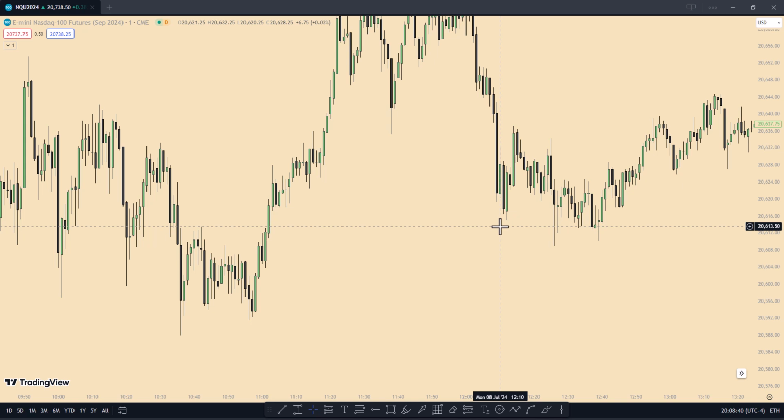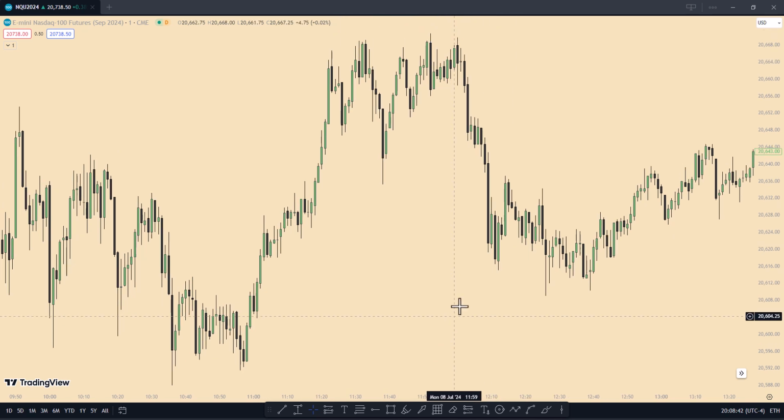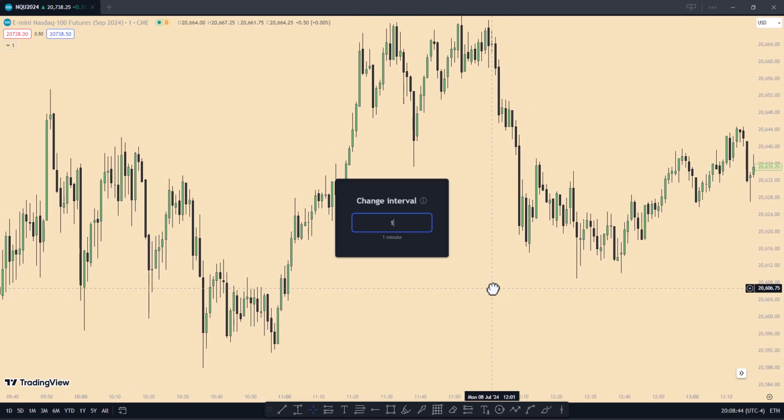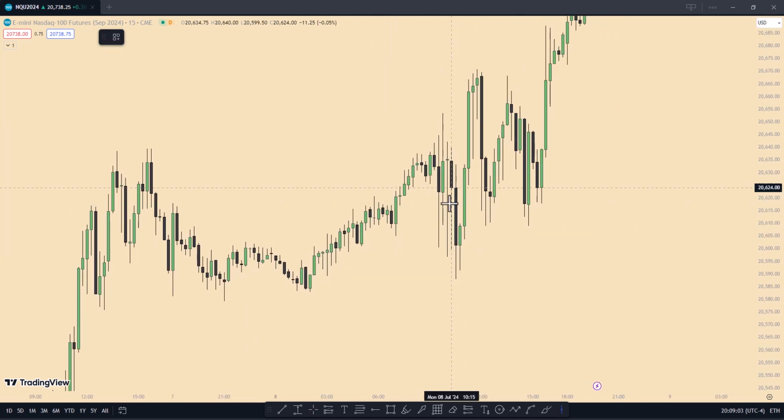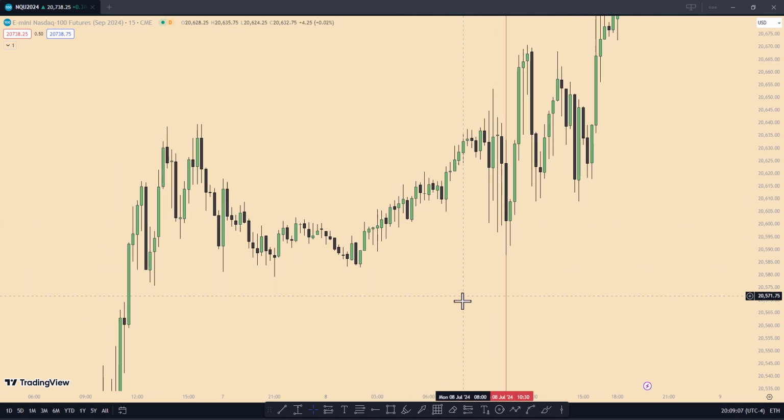So let's get into the trade breakdown, right? Always starting with the higher time frame. So what do we have on the higher time frame? And I start trading after 10:30. So what do we have before 10:30?